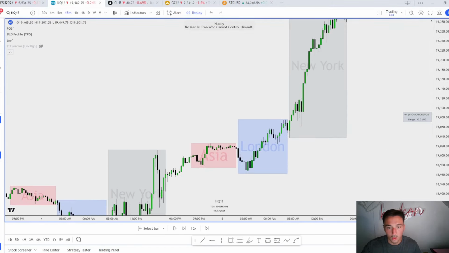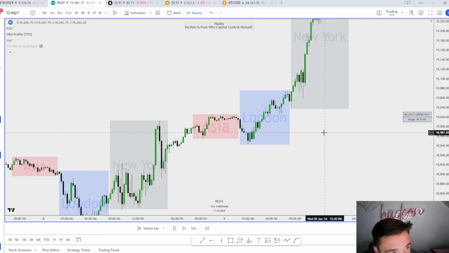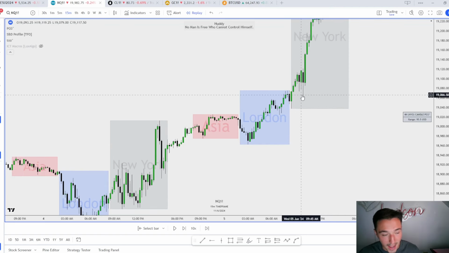Right here, we do not get Seek and Destroy. So this is going to be an example of when we don't take the high and the low.